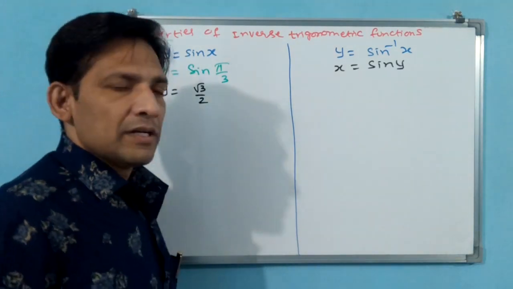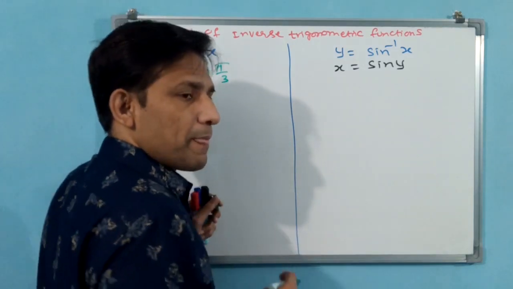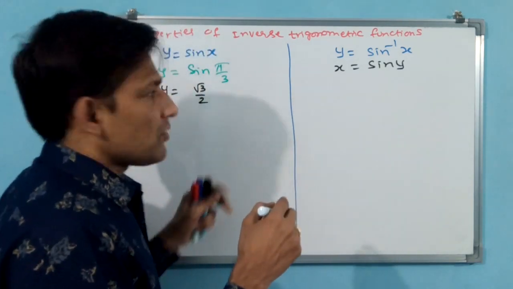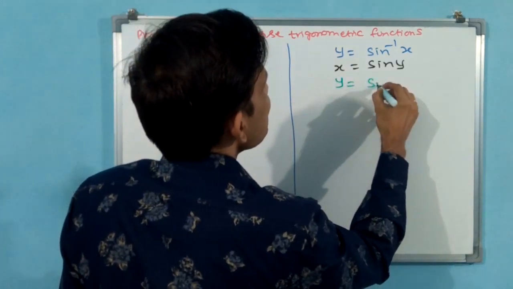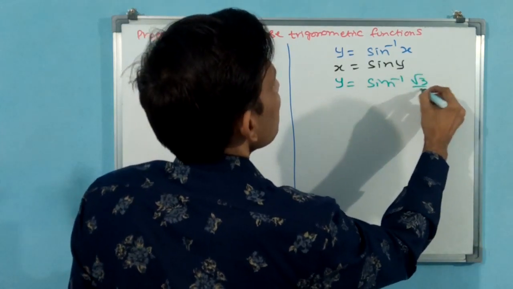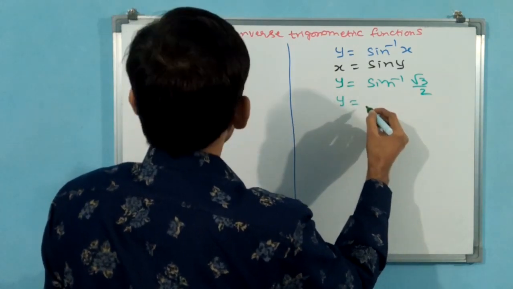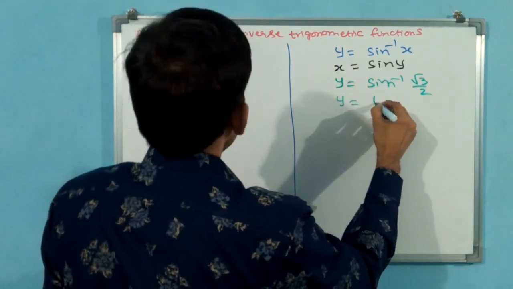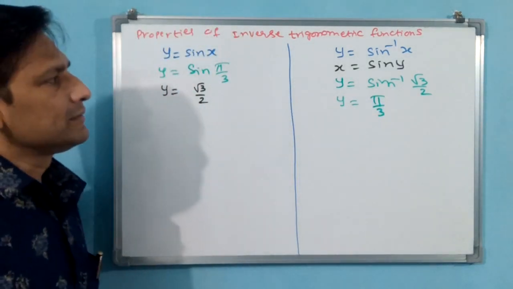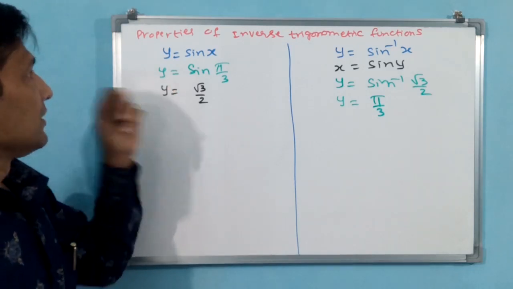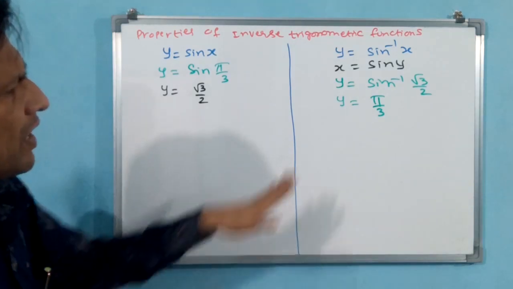In inverse trigonometric function, what you are going to do? You are going to give input. But observe what I am giving. I am giving not angle, I am giving a value here. y is equal to sin inverse root 3 by 2. That means y is equal to, what is going to become? Pi by 3. You understand? But here y is different, here output is different.